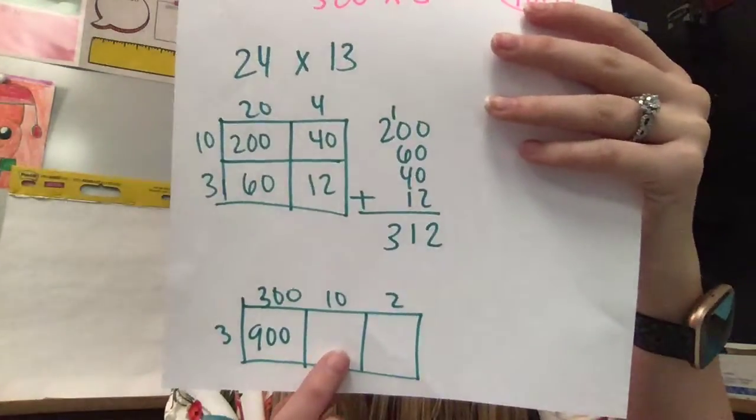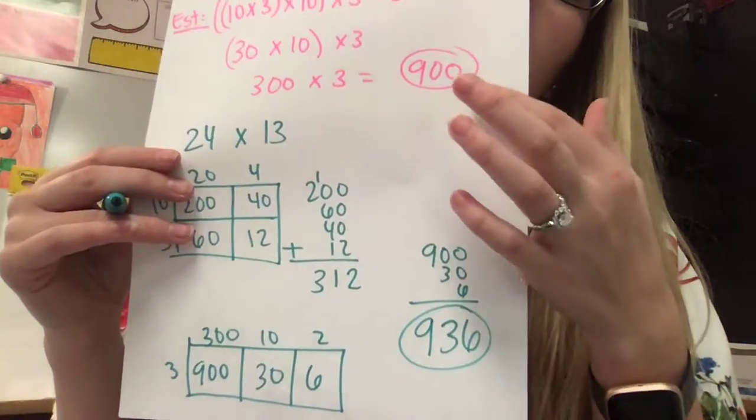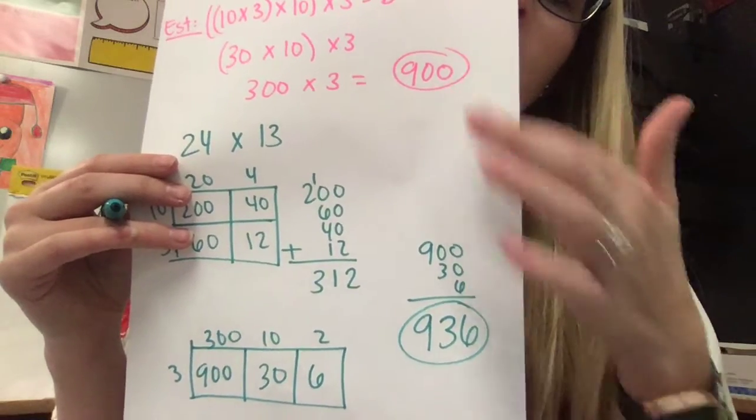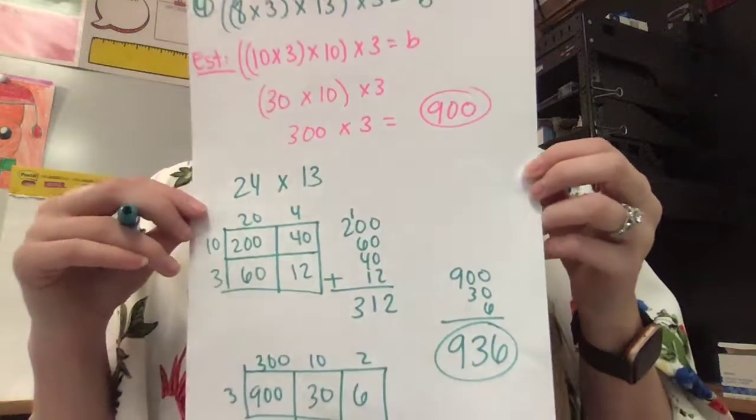3 times 10 is 30. And then 3 times 2 is 6. Add those up. And we should get 936 as our real answer. Okay? And again, we were a little bit low in our estimation, but that's okay. We were still pretty close. We're still in the 900s. And we'll know that our answer is correct.